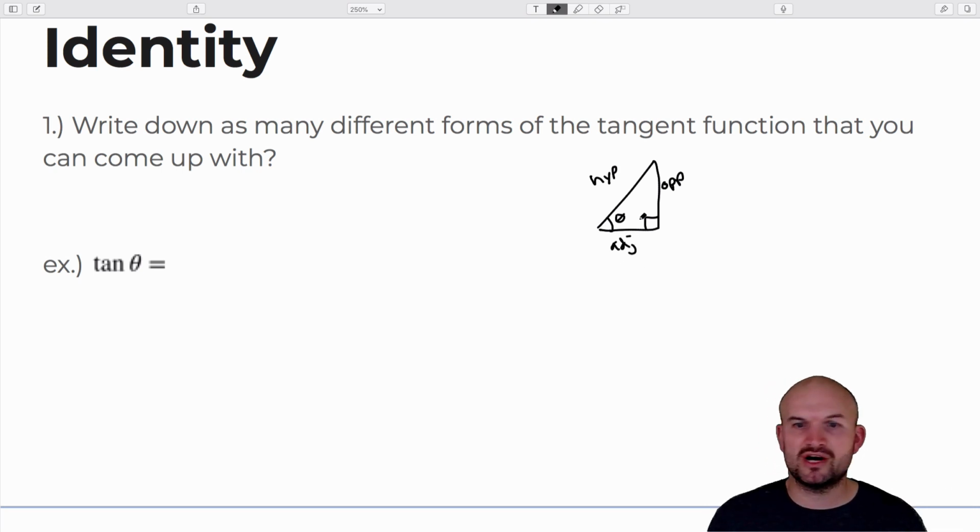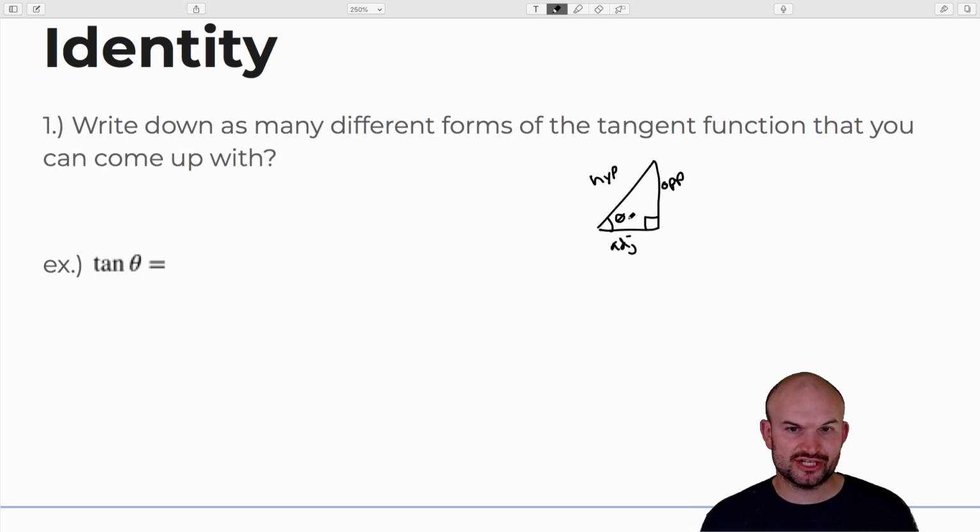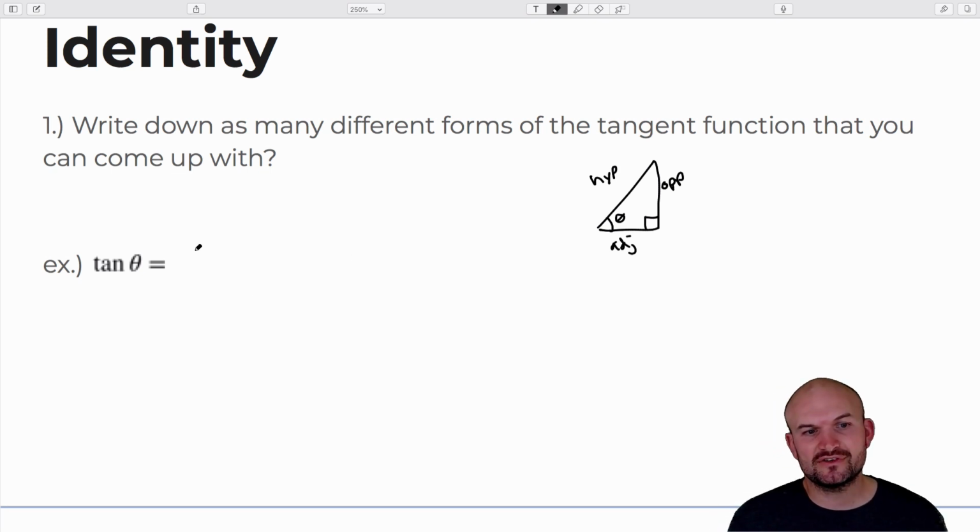And just remember, you also have sine, which is opposite over hypotenuse, and cosine, which is adjacent over hypotenuse. Then you have your reciprocal identities: cotangent, which is adjacent over opposite; cosecant, which is hypotenuse over opposite; and secant, which is hypotenuse over adjacent. The important thing I said was that cotangent is the reciprocal. So if I flip tangent, I get cotangent, and if I flip cotangent, or put it under 1, that's going to be equal to tangent. That is my first identity.